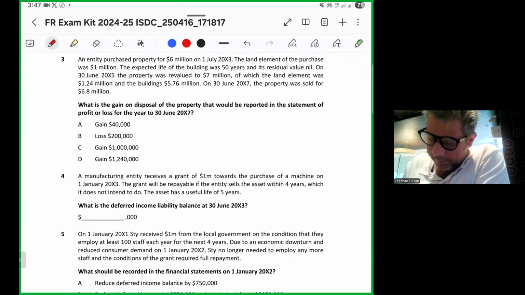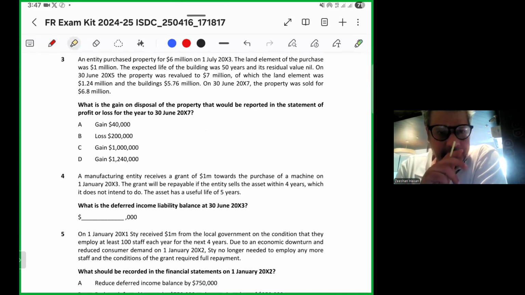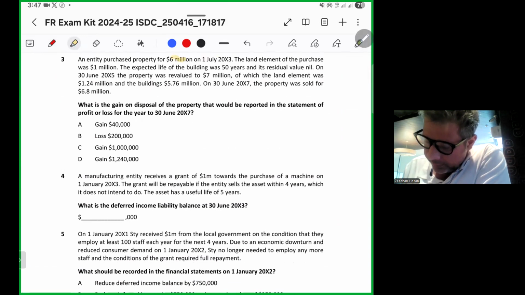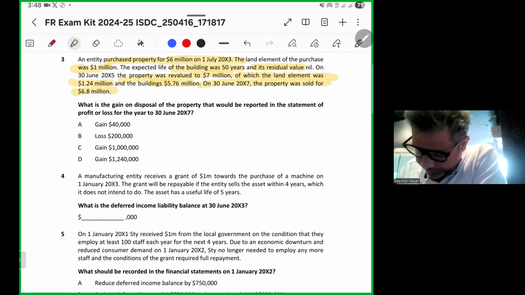Okay, question number three. An entity purchased property for 6 million on 1st July 2003. The land element of the purchase was 1 million. The expected life of the building was 50 years and its residual value is nil. On 30th June 2005, the property was revalued to 7 million, of which the land element was 1.4 million and the building 5.6 million. On 30th June 2007, the property was sold for 6.8 million.